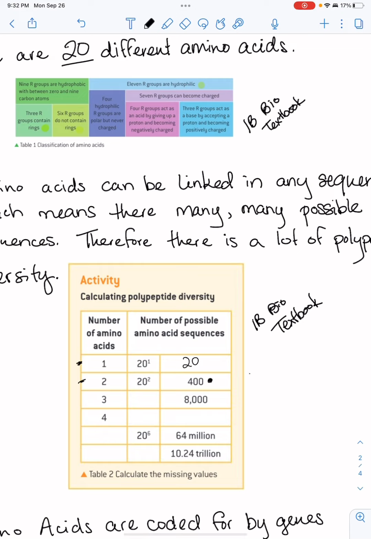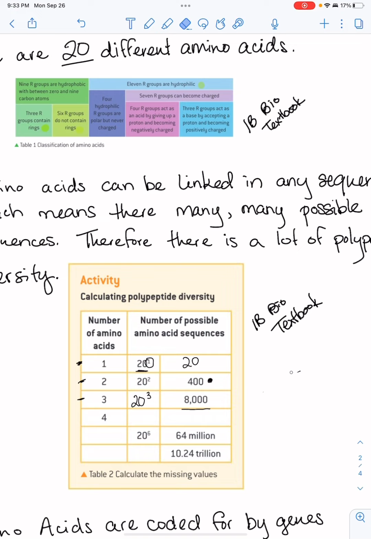So, for example, we can have valine and lysine, or we can have lysine and then valine. Basically the way that we figure this out is we take the number, there's 20 amino acids, and we put it to the power of whatever number we have. So if we had 3 amino acids, we would do 20 to the 3rd power, or 20 cubed. So we do 20 times 20 times 20. So even if we only have 3 amino acids, that is 8,000 different possibilities, okay? And all of those possibilities would be unique, okay?